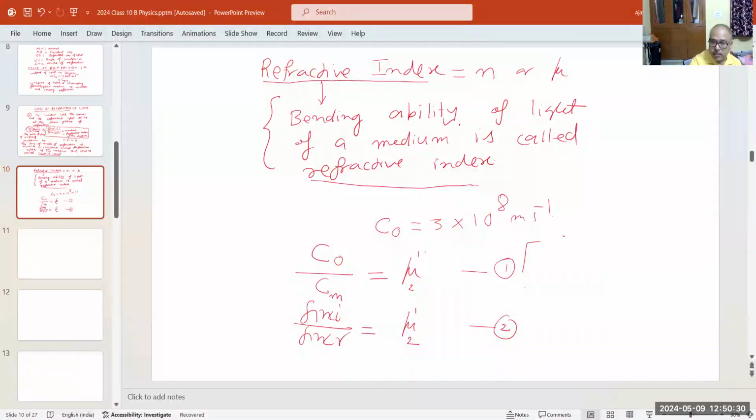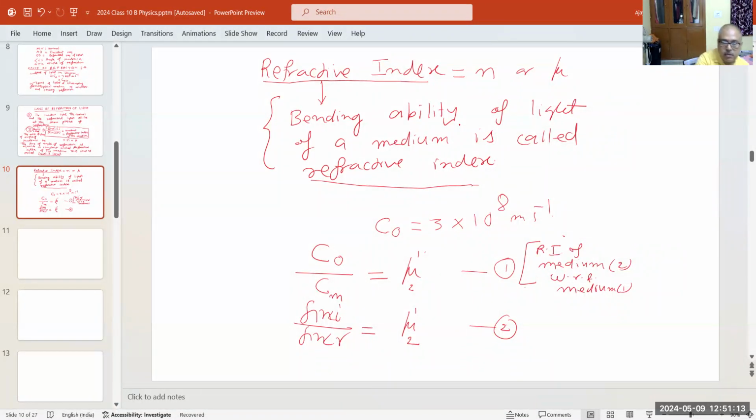देखो इसको कैसे पढ़ा जाता है? What is the meaning of the mu 1, 2? Refractive index of what? Which medium? Given medium. Refractive index of medium number 2, which is given. Refractive index of medium 2 with respect to medium 1. ध्यान देना, ये हुआ पढ़ने का तरीका. When you are writing mu12, you pronounce it refractive index of 2 with respect to 1.